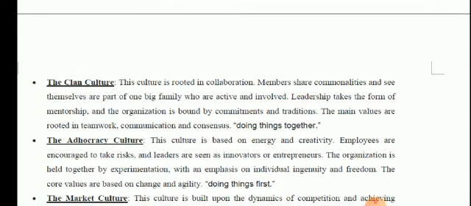The adhocracy culture is the second culture. This culture is based on energy and creativity. Employees are given a free hand. Employees are encouraged to take risks and take initiative.